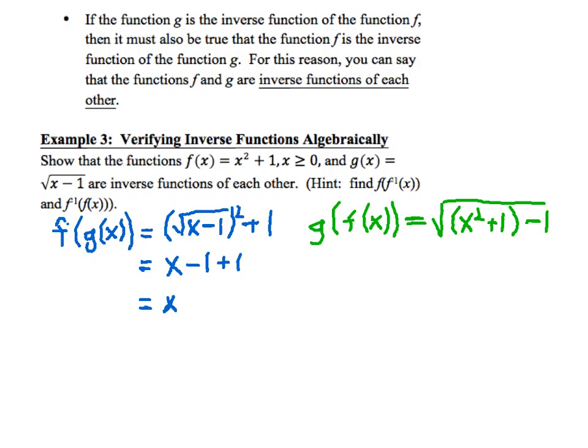If you get rid of the parentheses after your substitution, then your 1 and your negative 1 are going to cancel out. You're going to end up getting the square root of x squared. And the square root of x squared ends up just equaling x.